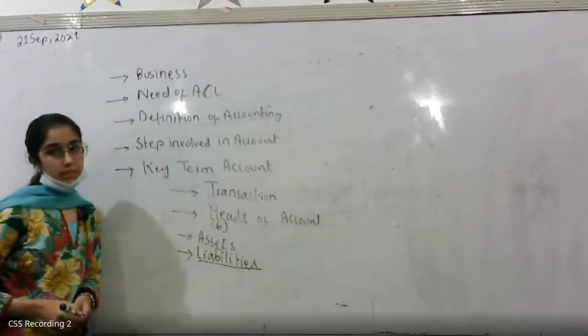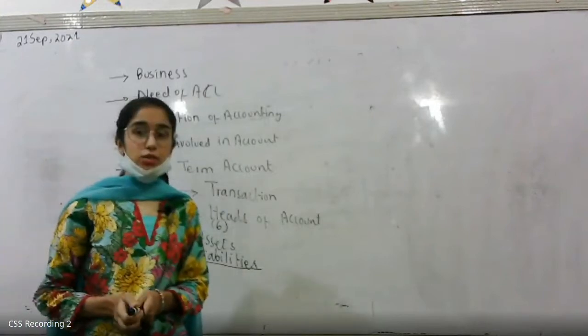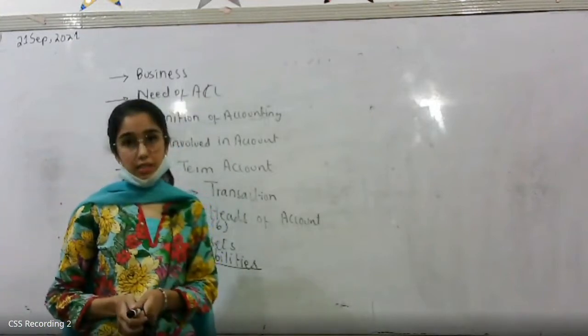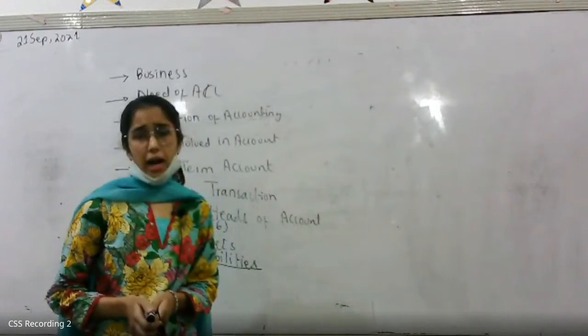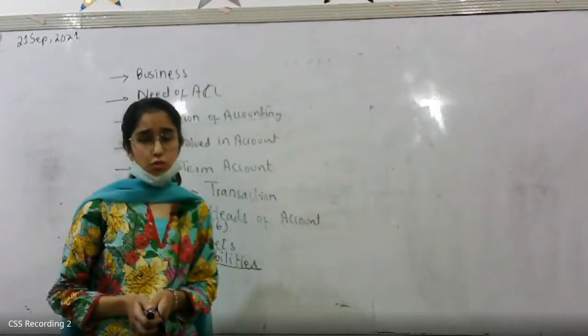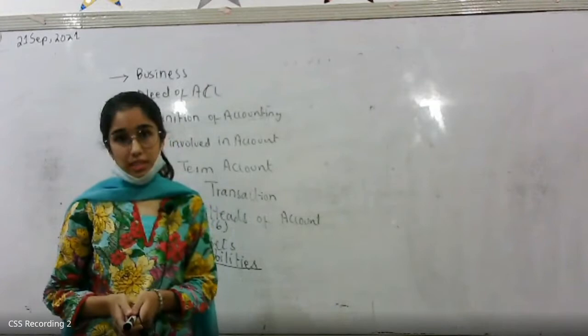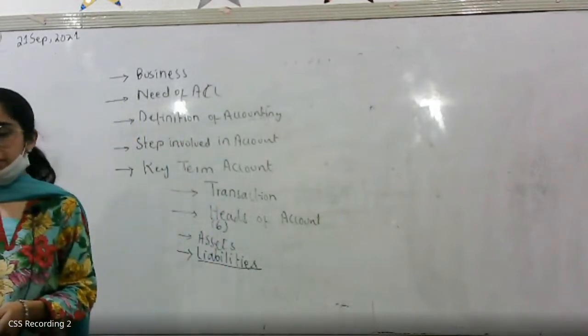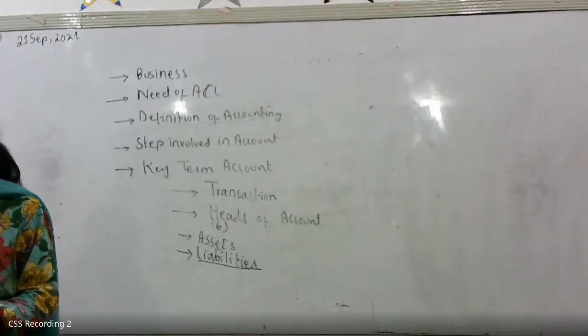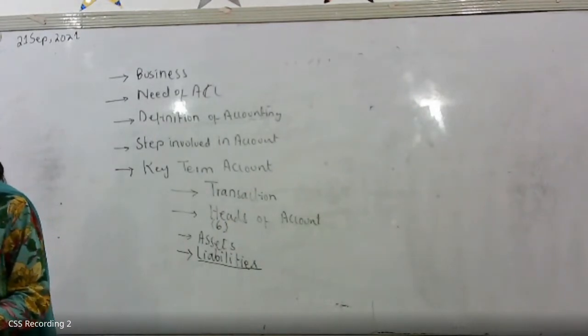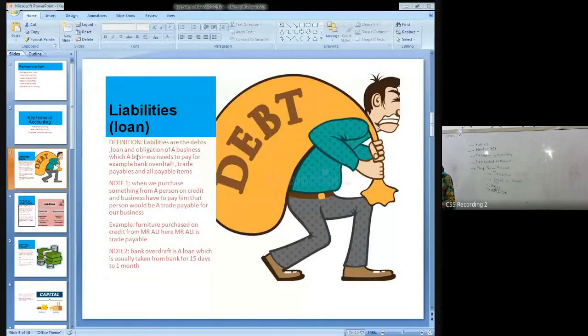What are liabilities? Liabilities are debt or loan which a business has taken from an outsider bank, an outsider person, or any institution to fulfill its business needs. Now, moving toward slide number 3, I can define it more properly. Liabilities are the loans, debts, and obligations of a business which a business needs to pay. For example, bank overdraft, trade payables, and all payable items are known as liabilities.